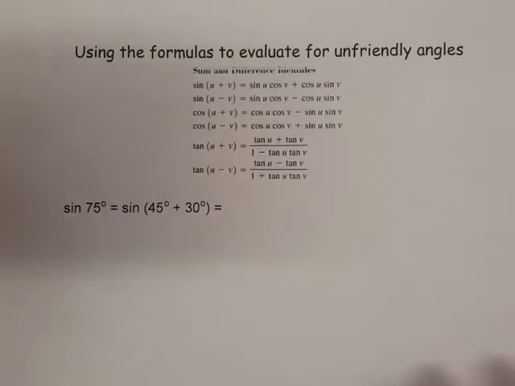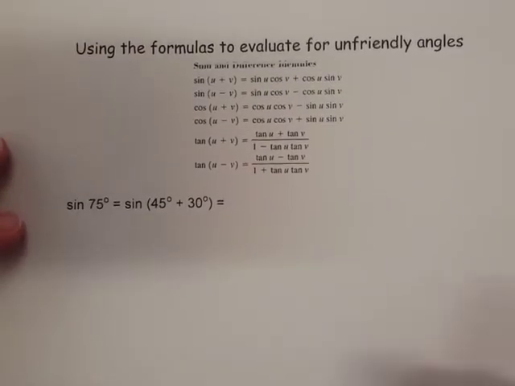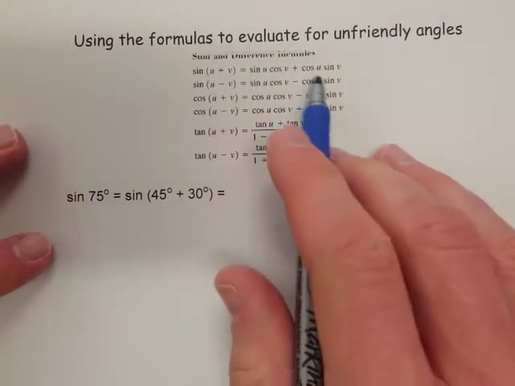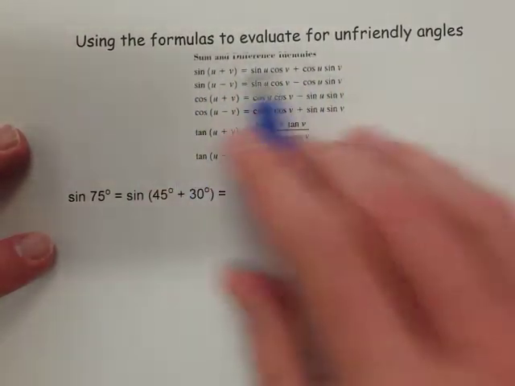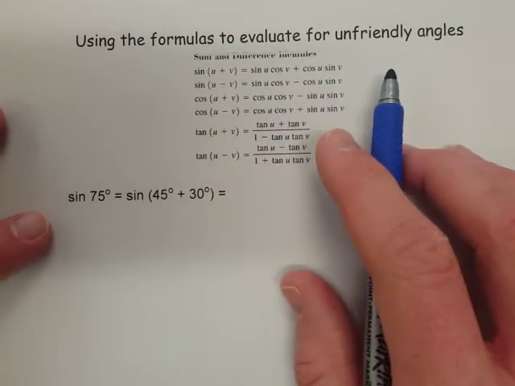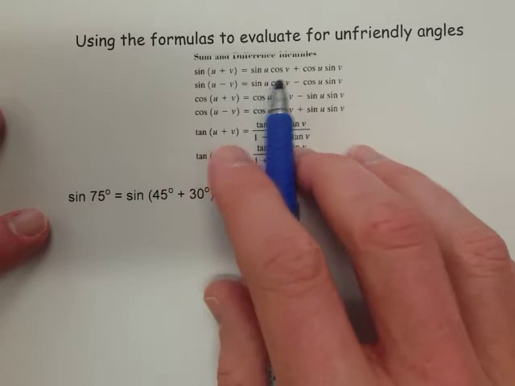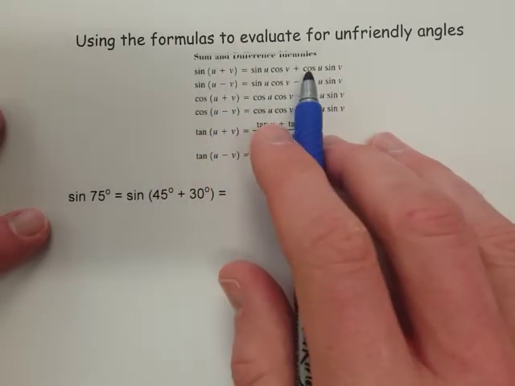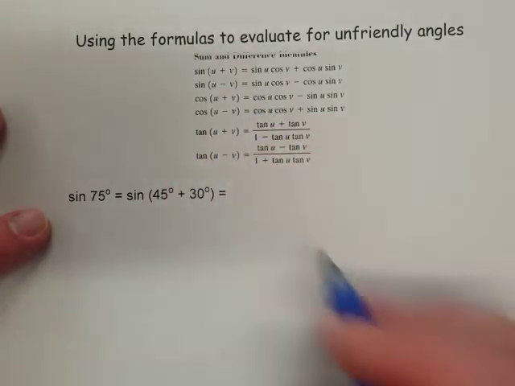In 5.3, we're going to be talking about the different uses of our sum and difference formulas, which is the list right here. These are all the identities that we can use for the sum and difference formulas. Now, I often refer to these as formulas rather than identities, even though they're the same thing. I just like to call them formulas because we eventually use them to evaluate.